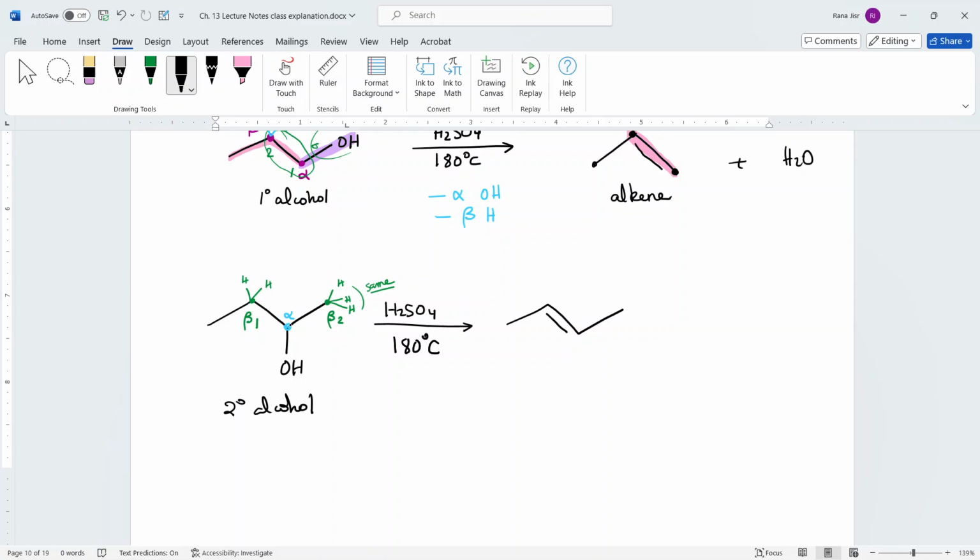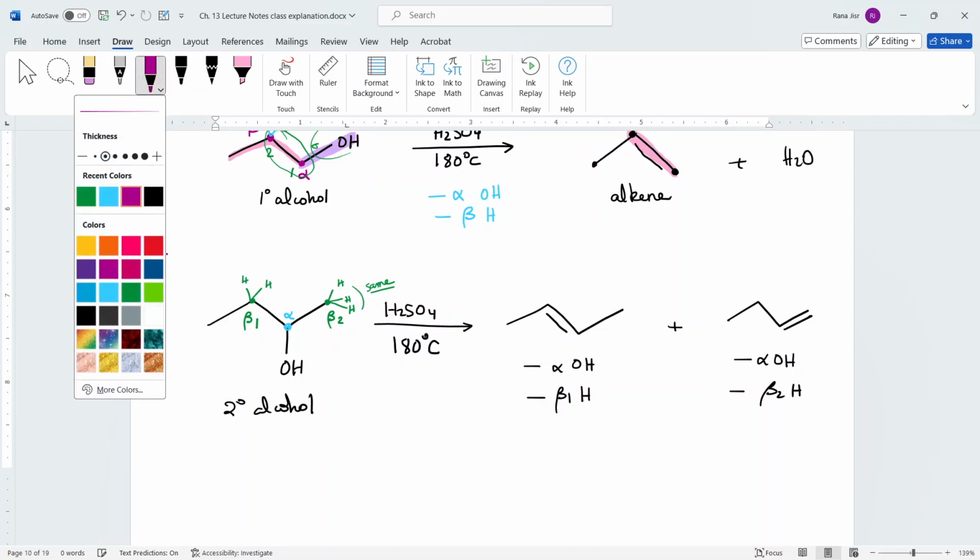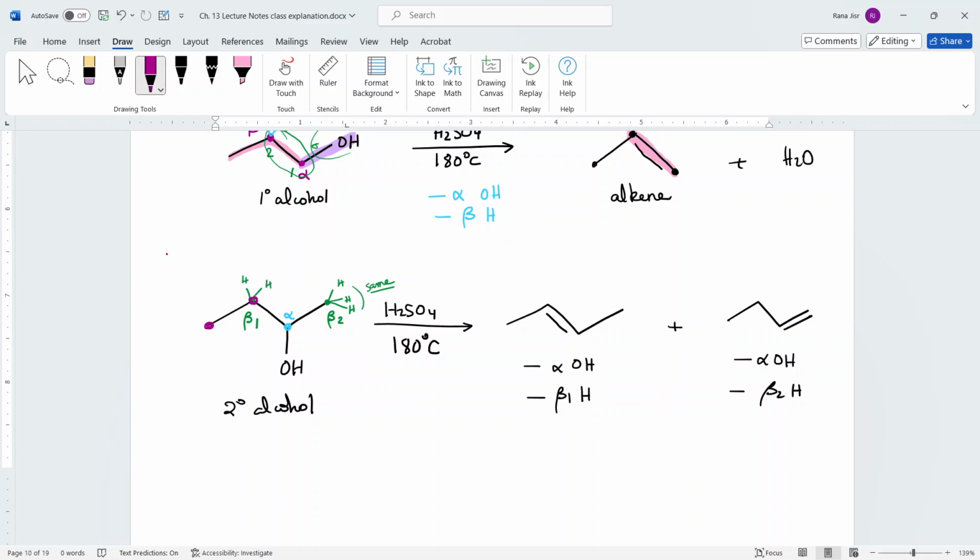So that is the first alkene product. If I lose the alpha OH, and if I lose the beta 1 hydrogen, then I'm going to end up getting this alkene product. Plus, if I lose the alpha OH and if I lose beta 2 hydrogen, then I am going to get this alkene product. Guys, please notice, it's very important that I am not adding any carbons.